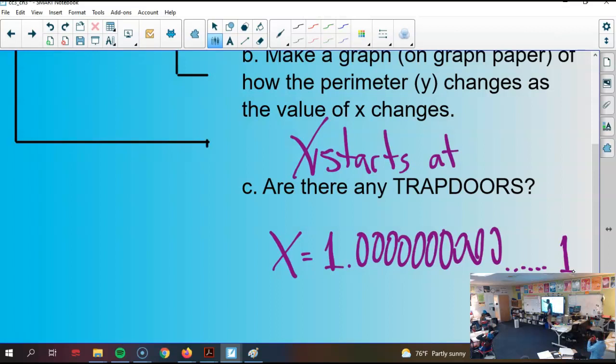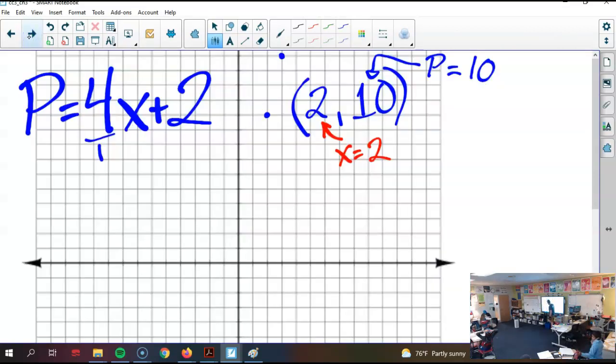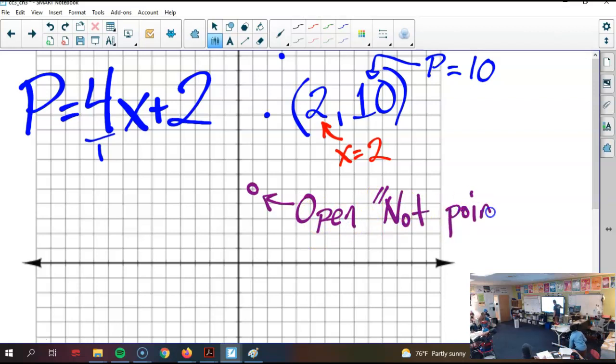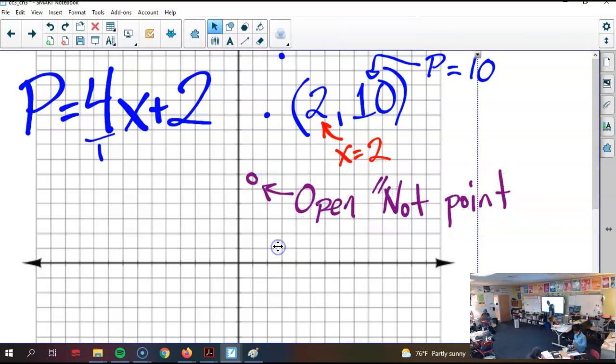So, here's how we graph it. Fix your graph. We make this an open circle. Oh, no, I hate it. Because it's not a point. Oh, goodness. You put it at the 5. It looks like an eyeball.